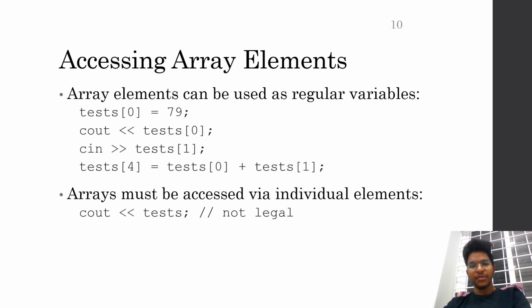Array elements can be used as regular variables. tests[0] = 79. cout << tests[0]. if tests[0] is greater than tests[1]. tests[4] = tests[0] + tests[1]. Arrays must be accessed via individual elements, as follows.